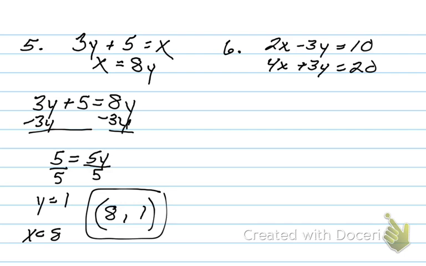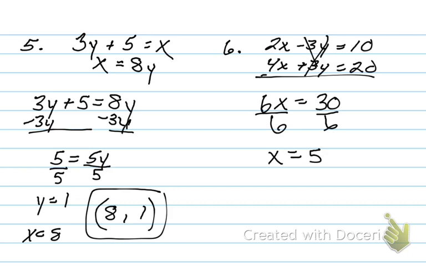Okay, number 6. Did you catch it? Right off the bat, guys, you don't have to do anything. You do not have to manipulate these equations because there's already what? There's already opposites. What was it, Mason? Negative 3y and positive 3y. They already cancel out, and now just add up the other terms. 6x equals 30. Divide by 6, x equals 5.